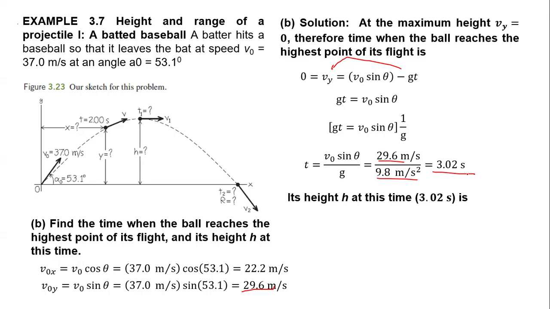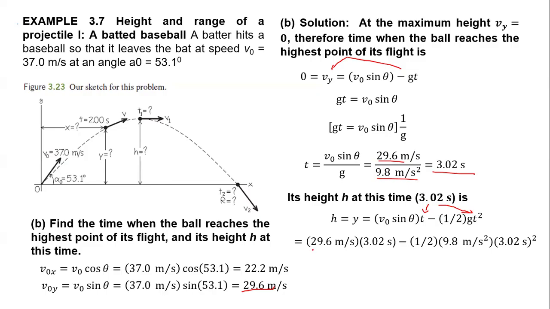Okay. So its height h at this time, using this time you can now calculate the maximum height. So just substitute this time into this equation in terms of position. Then we have 29.6 times this time minus 1/2 times the acceleration due to gravity times 3.02 seconds squared. Then you have the maximum height is 44.7 meters. Okay.